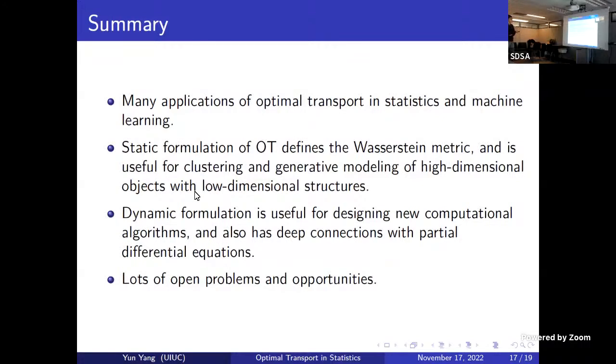And the dynamic formulation, on the other side, which is Wasserstein gradient flow, is very useful for designing new computational algorithms and also has some deep connections with partial differential equations. You can use the theory from those to analyze the partial differential equations as well. And of course, in conclusion, there are still a lot of open problems and opportunities in this field. So if you're interested, you can find a lot of recent works in this field.